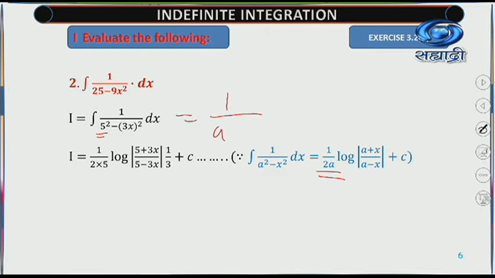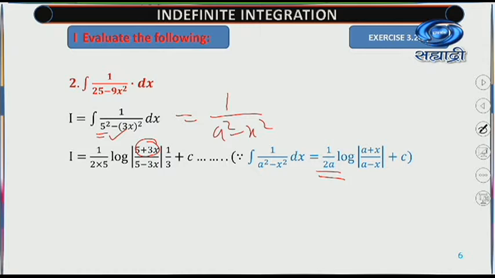Now here the a value is 5, because your formula says 1 upon a square minus x square. So then you will get 1 upon 2 into 5 log. Now you have the factors 5 plus 3x and 5 minus 3x. These are the factors of whatever the integral is, into the coefficient of x.